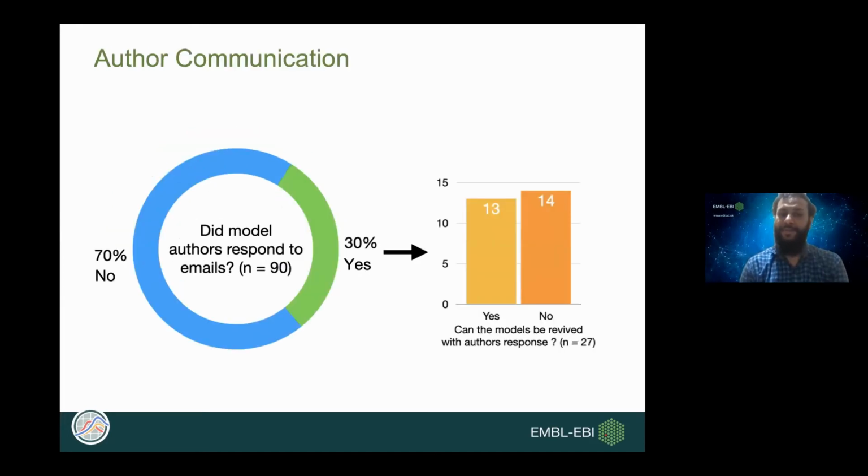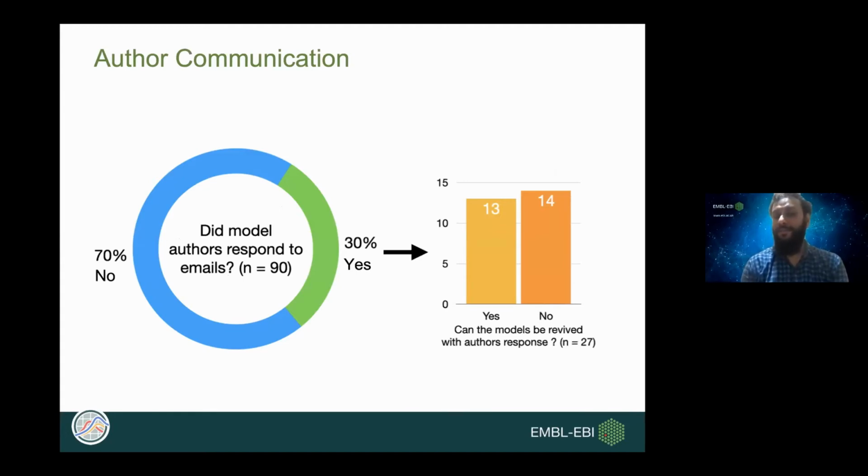When we tried to contact the authors, it was not an easy task. Of course, there were publications which were very old, and we could not even reach the authors, but we still managed to contact about 90 authors, and the majority of them, 70%, did not respond. Even though it's good for them to have the model openly visible in the public domain, they did not respond, and only 30% responded.